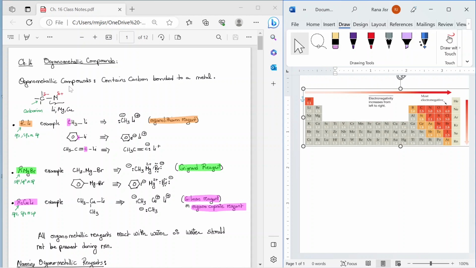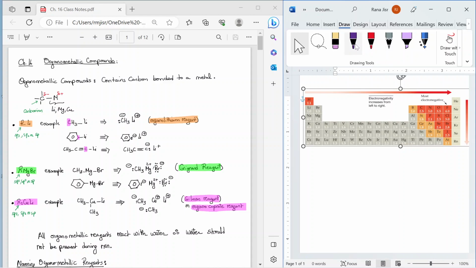Organometallic compounds are compounds that contain carbon that is bonded to a metal. The difference in electronegativity between the carbon and the metal is going to determine what type of bond we are working with. Is it a covalent or an ionic bond? If you look at the electronegativity table, I've listed this on eCampus as well.